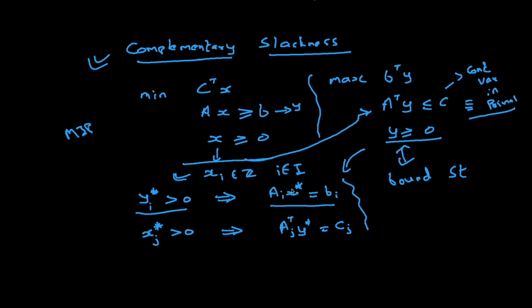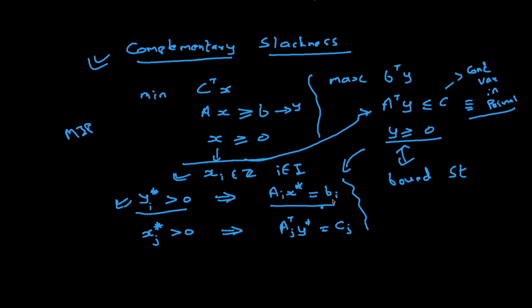So what does this say is that in my primal solution we will have ai x star equals bi, right? So this constraint will be satisfied at equality. So if we have that constraint as an inequality, we can convert it into an equality constraint, because we have proved that the yi star, the corresponding variable in the dual, is strictly greater than 0. Okay, and based on the complementary slackness, it has to be satisfied at equality, right?